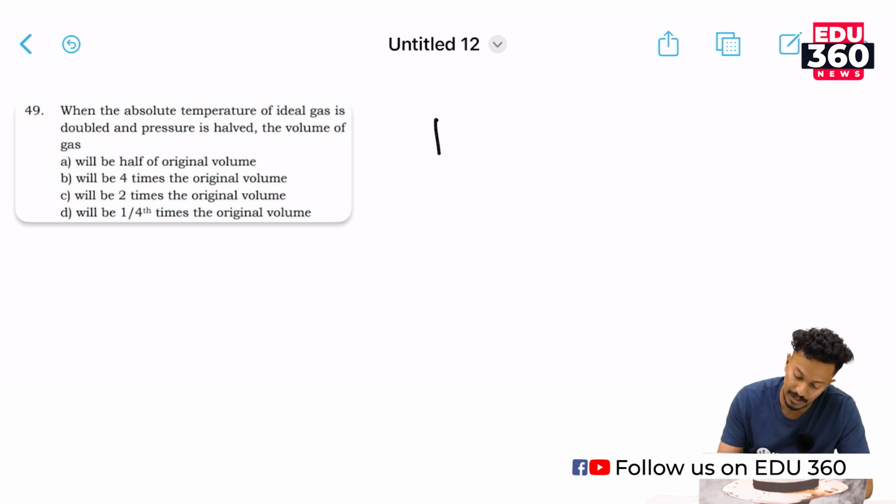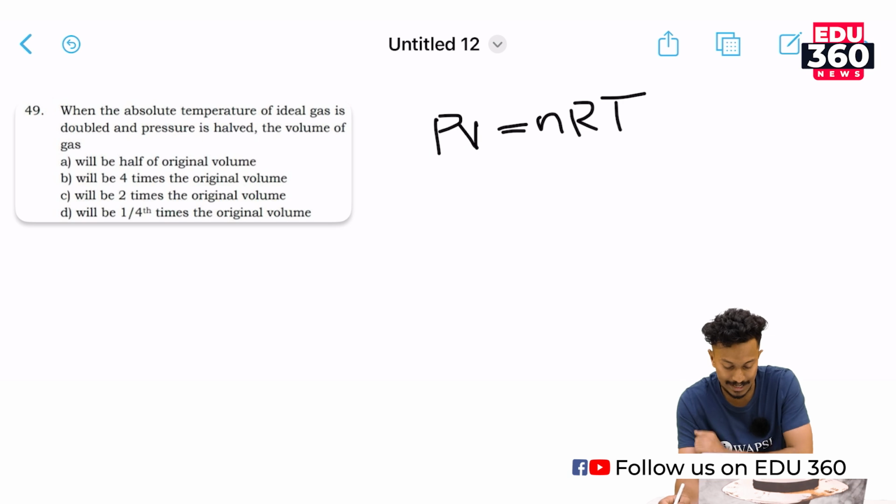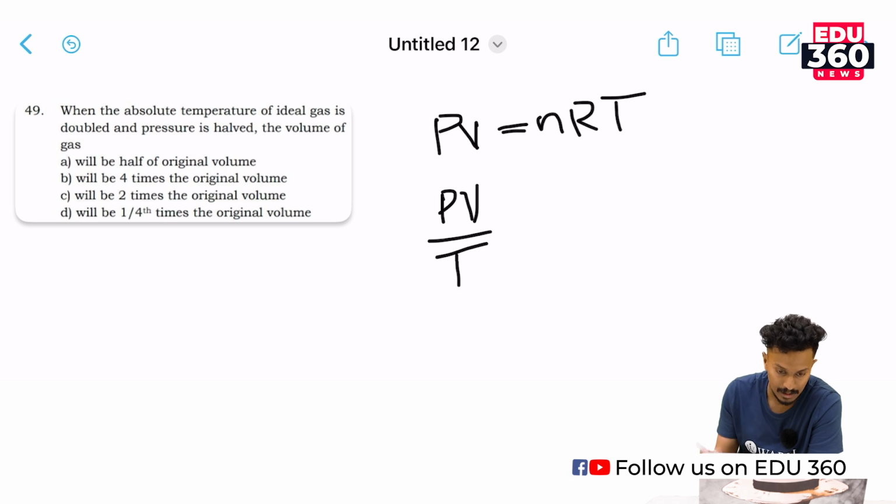Our equation is PV equals nRT. When the absolute temperature of an ideal gas, this is our ideal gas, we'll convert that into variables. P, V and T are variables, equal to nR.